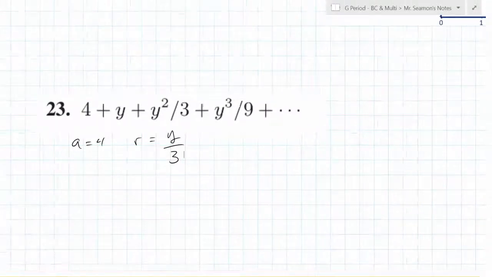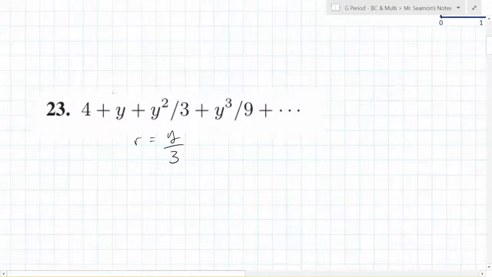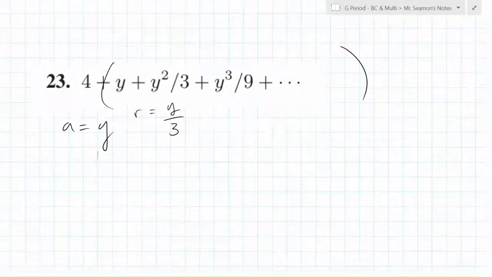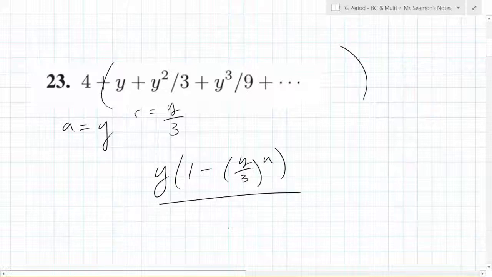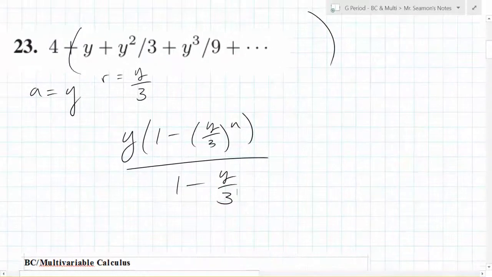Okay, so in this case, we're looking at just this, and we're going to add 4 to it at the end. So our A value is going to be Y. So if we wanted to find that sum, what was that formula? The initial term times 1 minus Y over 3 to the n, all over 1 minus Y over 3, plus 4. Plus 4. Correct.